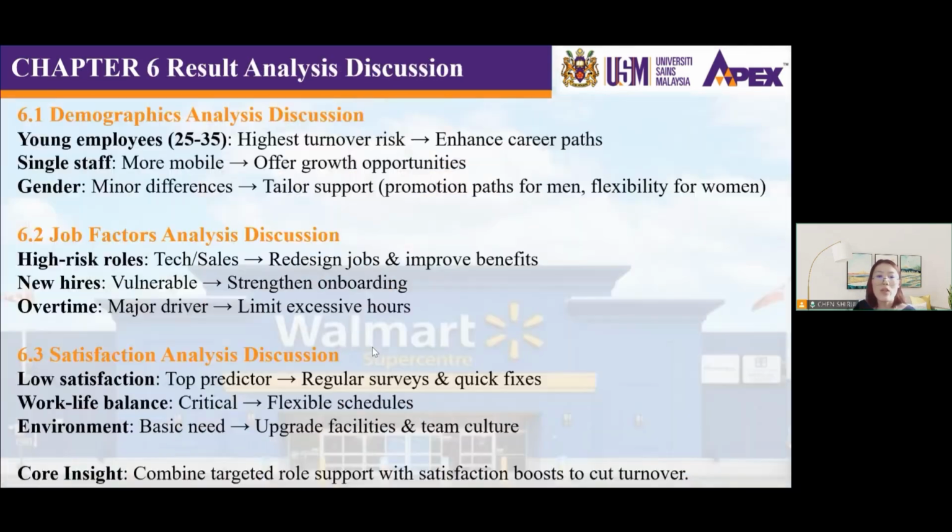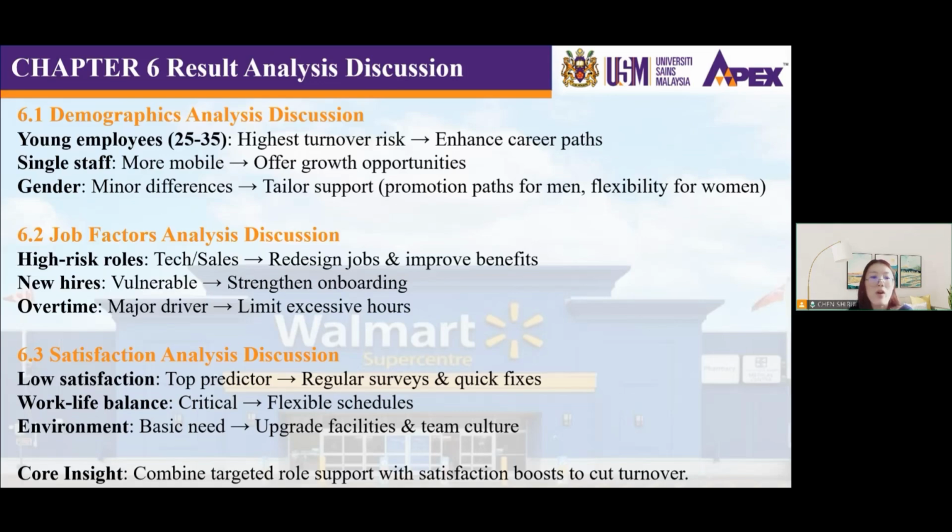Okay, next we introduce chapter 6, result analysis discussion. I also divide it into 3 points. For the first point, the demographic analysis discussion: for young employees we should enhance career paths, and for single staff, we should offer growth opportunities. And for gender, we should support the promotion path for men and flexibility for women.